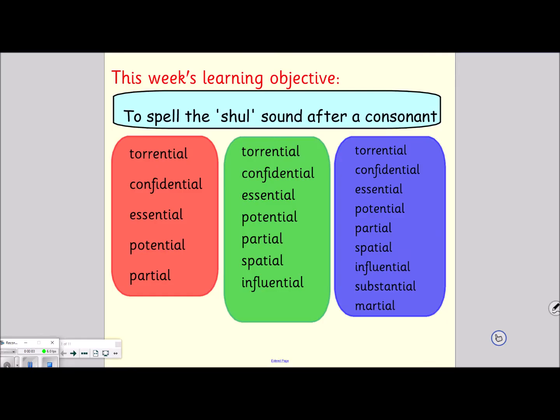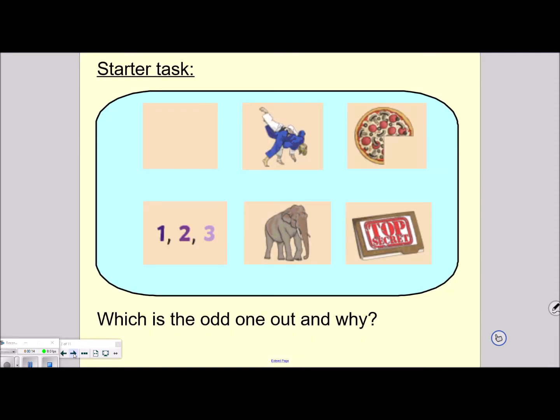Okay, so this week we have been looking at the cial ending spelt using tial, and we have learned a rule. But do these rules always work? Well, that leads me to your starter task, which will get you thinking very much about that question I've just asked. So, before we get to that, let's have a go at this quick game.